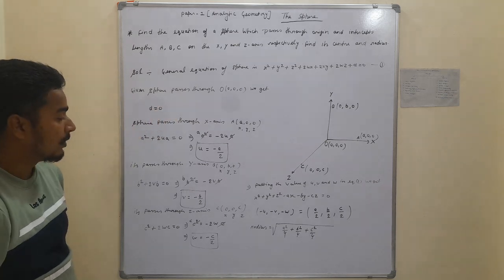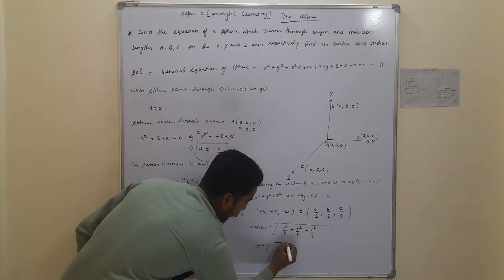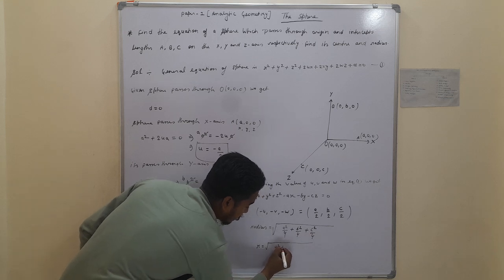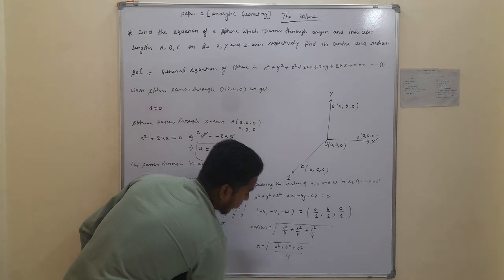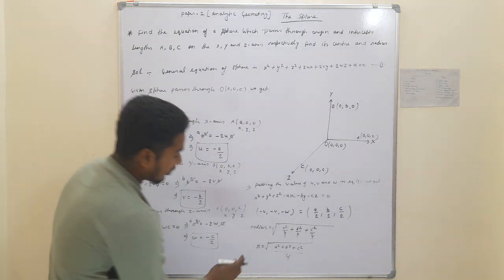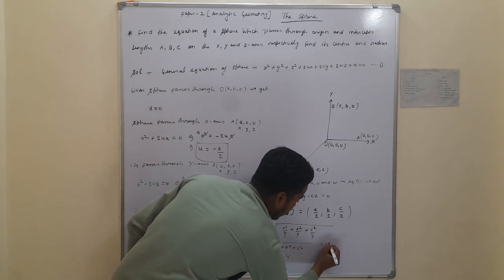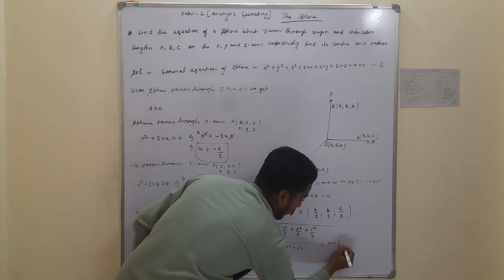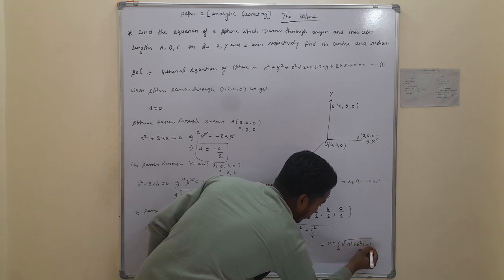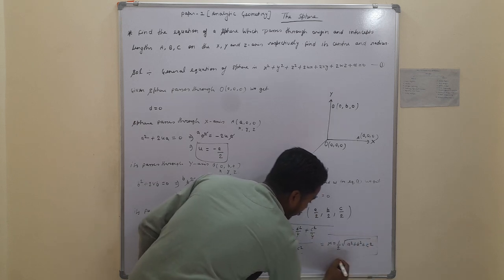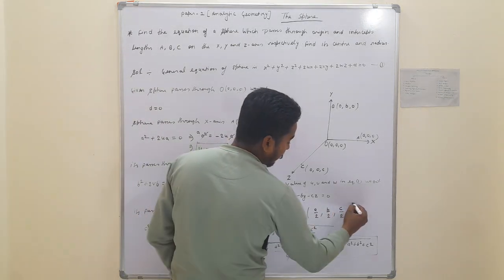Here d is 0, so we write r is equal to the square root of a square plus b square plus c square, all by 4, and taking the 1 by 4 common out of the root, we get r is equal to 1 by 2 square root of a square plus b square plus c square. This is the required radius of the given sphere, and this is the required center of the given sphere.